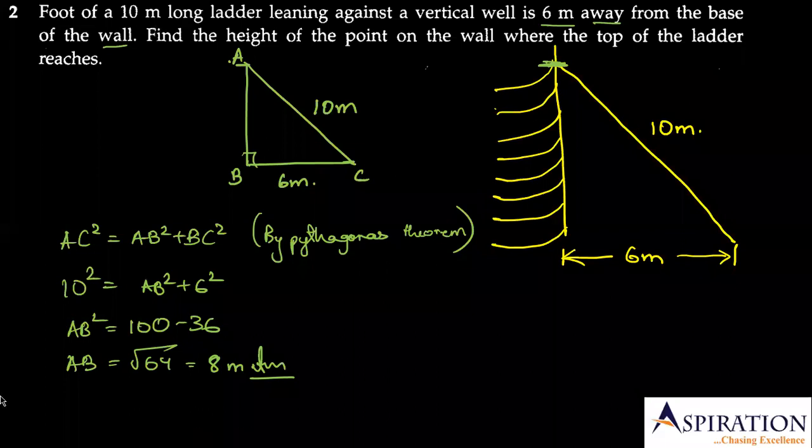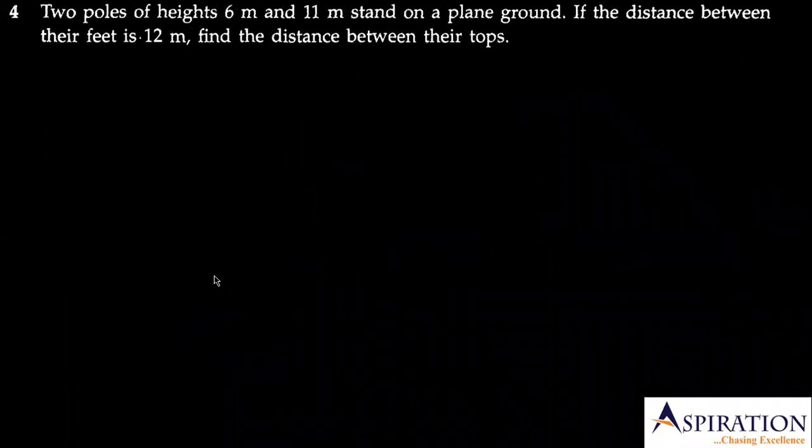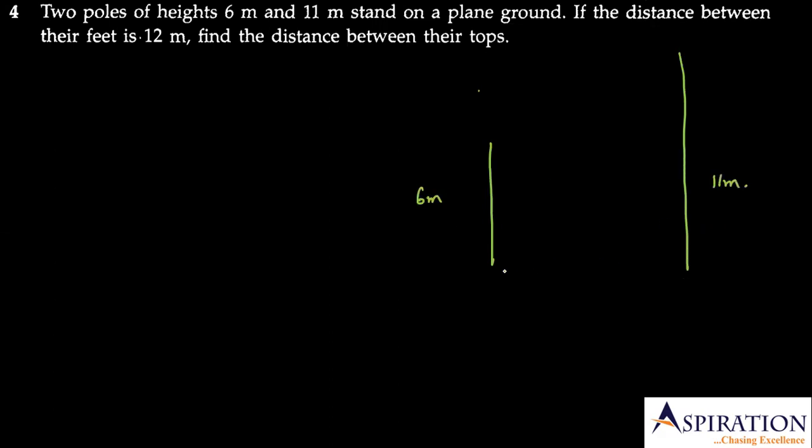Next question. Okay. So two poles of height 6 meters and 11 meters stand on a plain ground. So poles stand vertically. One is 6 meters, one is 11 meters. The distance between their feet is 12 meters. That means if this is 12, then this one is also 12 meters. So find how much this will be. What is the distance between the tops, it is asking.